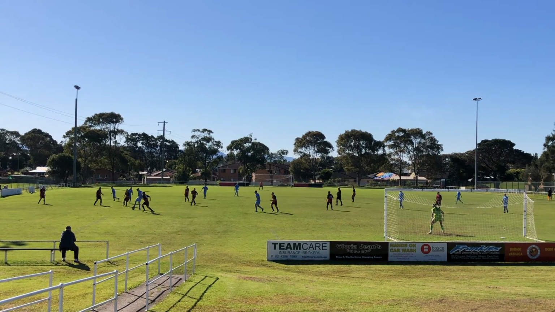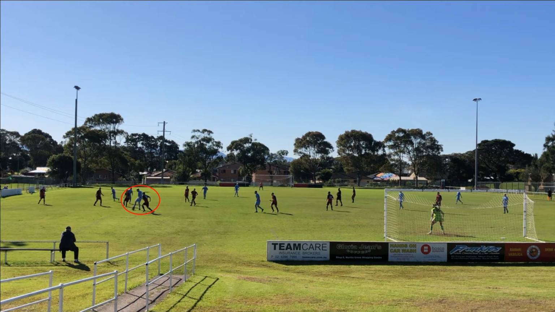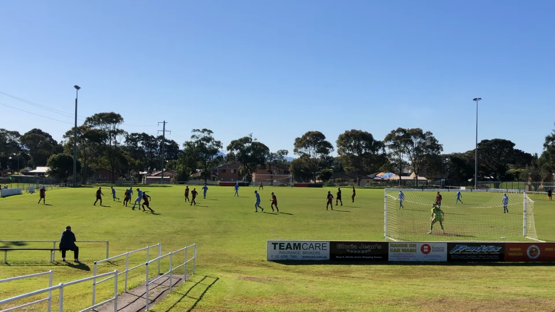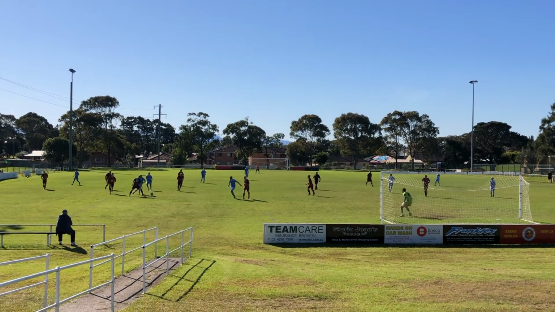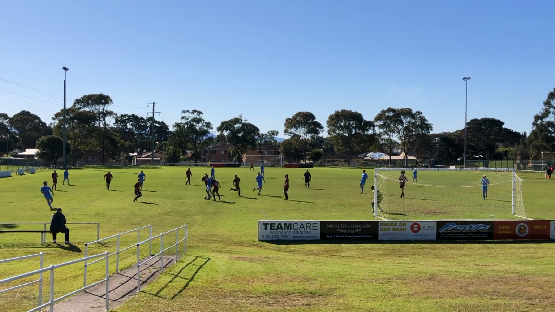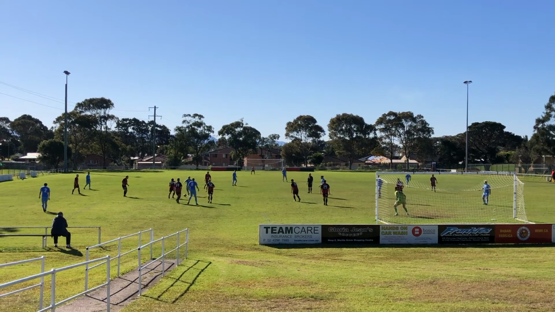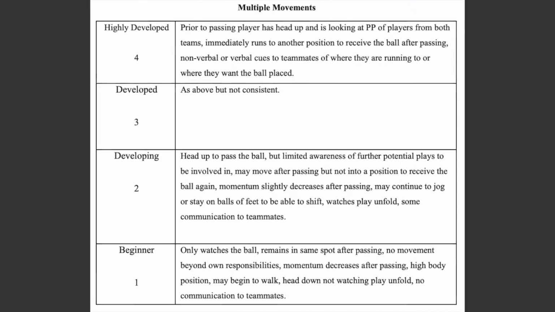So if I just rewind this scene, we're going to be focusing on one player here in the red circle, and I've got a red arrow as to where he runs to after he passes the ball. So straight after he passes the ball here, he then runs across to be in that gap where possibly he could receive the ball again.